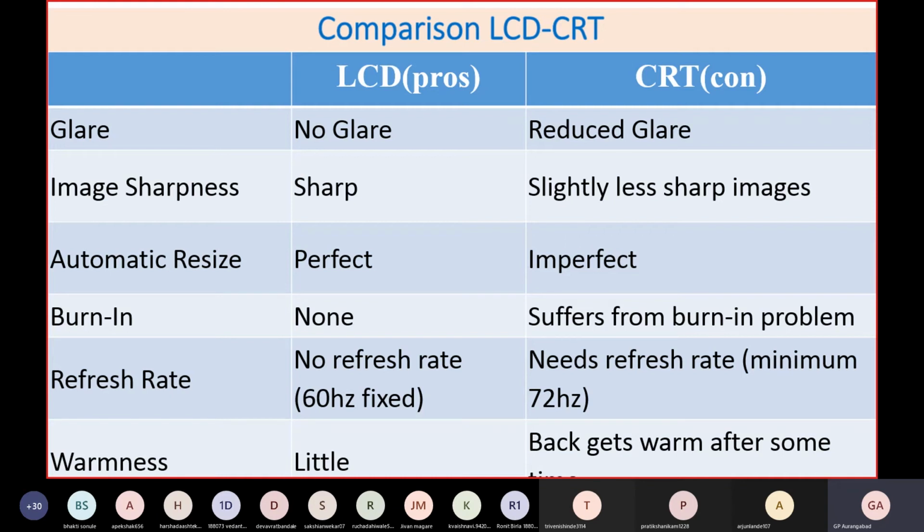Then refresh rate: no refresh rate issue, 60 hertz is fixed for LCD. CRT needs a refresh rate of minimum 72, that means a larger refresh rate is required. Warmness: it is little, almost your skin never becomes hot with LCD. Oh yes, it does become hot, but not too much. But CRT gets very warm after a certain time.